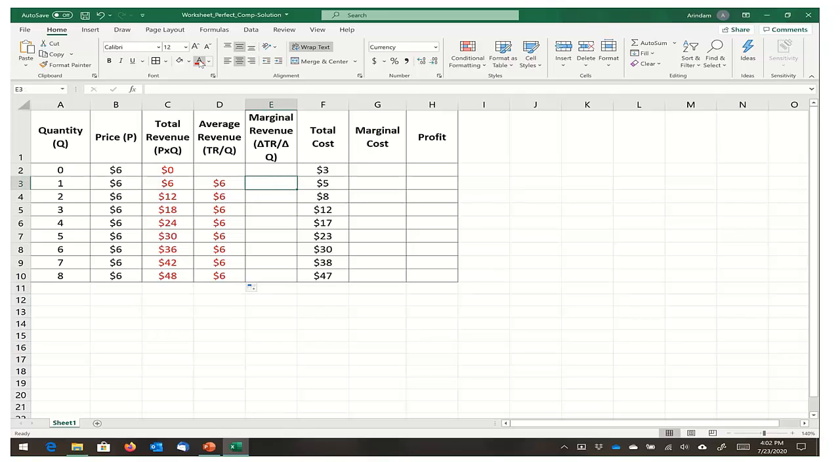So let's try to do it. Marginal revenue is change in total revenue over change in quantity. And if you pull it down, that's your marginal revenue. Now marginal revenue is equal to average revenue, equal to price, because what is marginal revenue? If you sell one additional unit, the maximum revenue you are going to get is $6. That's why marginal revenue is also fixed in this particular case.